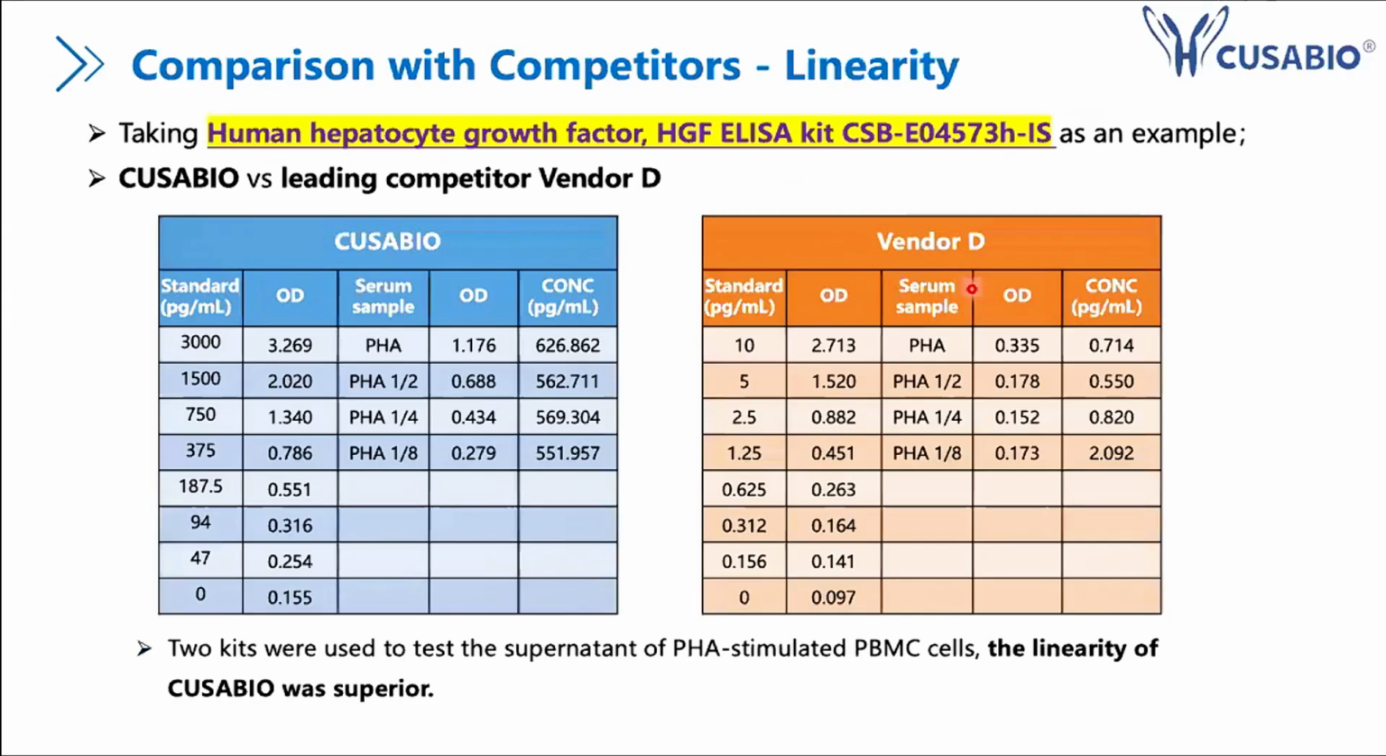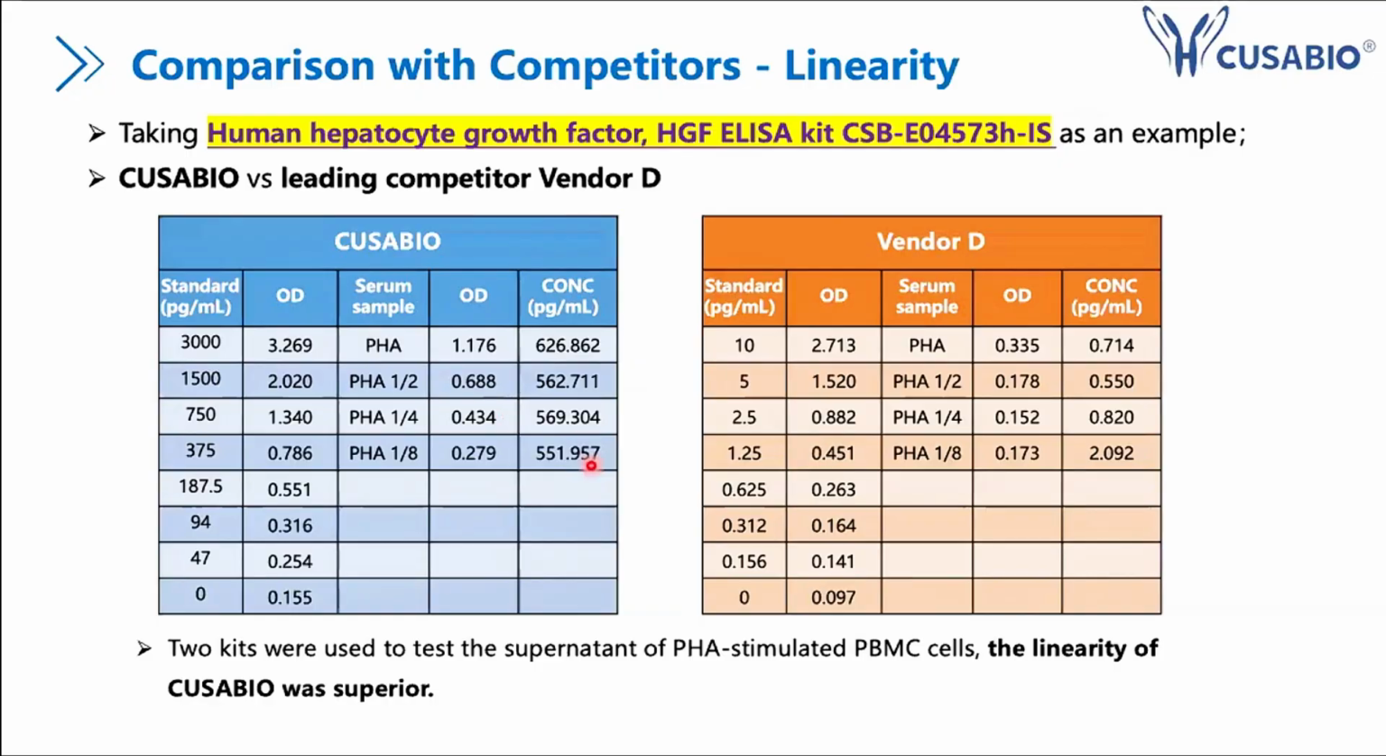The last comparison is with the competitor vendor D, and this time we use the human hepatocyte growth factor ELISA kit as an example. And we use these 2 kits to test the supernatant of the PHA-stimulated PBMC cells. And this time we focus on the linearity.